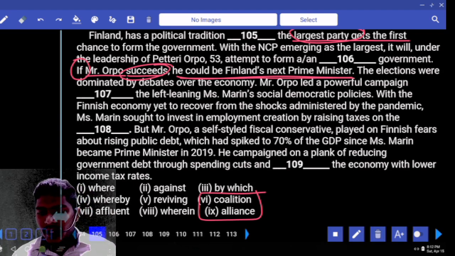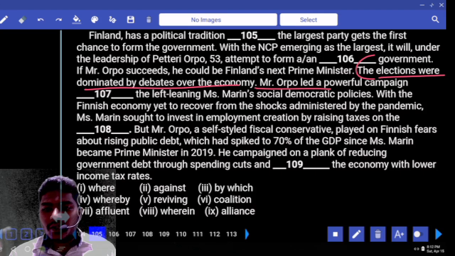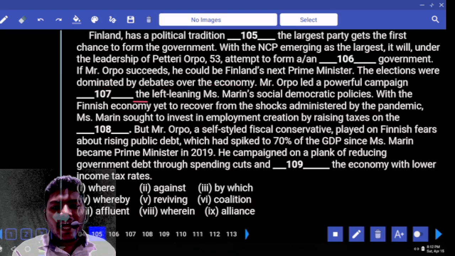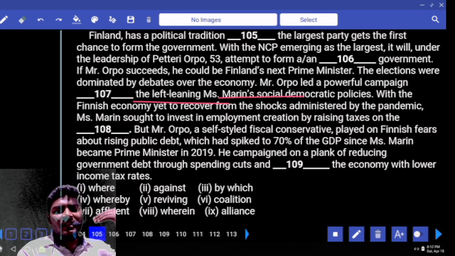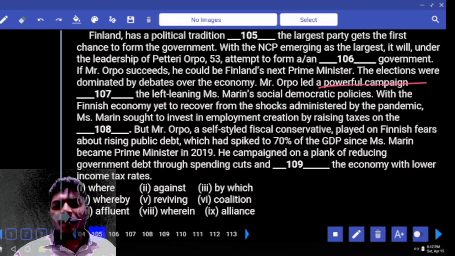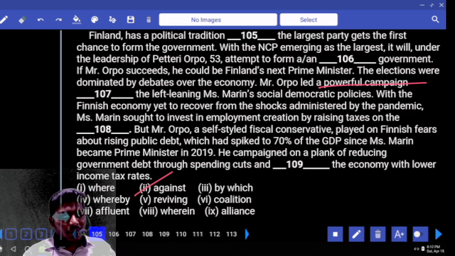Okay. Next, continuation. The elections were dominated by the debates over the economy. Mr. Orpo led a powerful campaign dash Ms. Marin's Social Democratic party. A campaign is done against somebody. Tell me the answer. Which one can be used there? Against. Can anything else be used? No. Campaign is done against somebody.